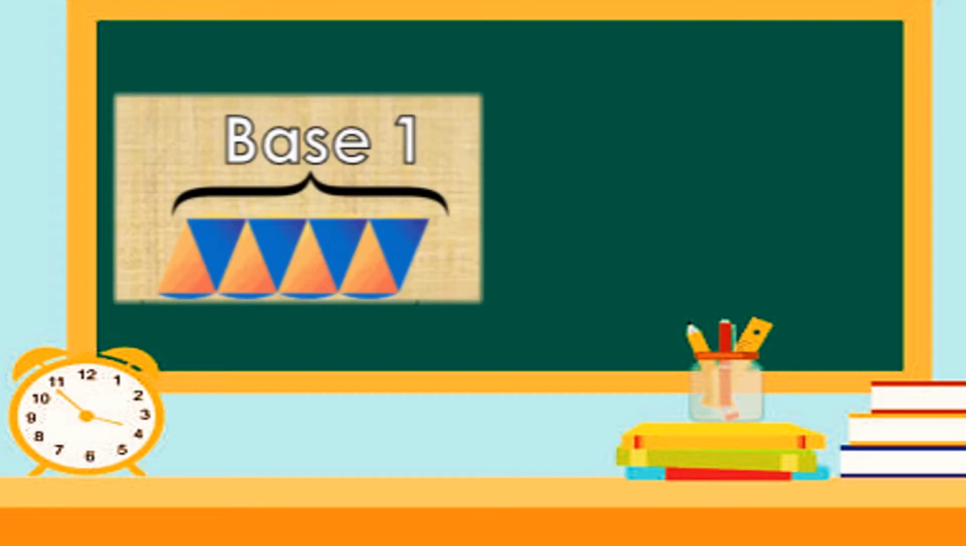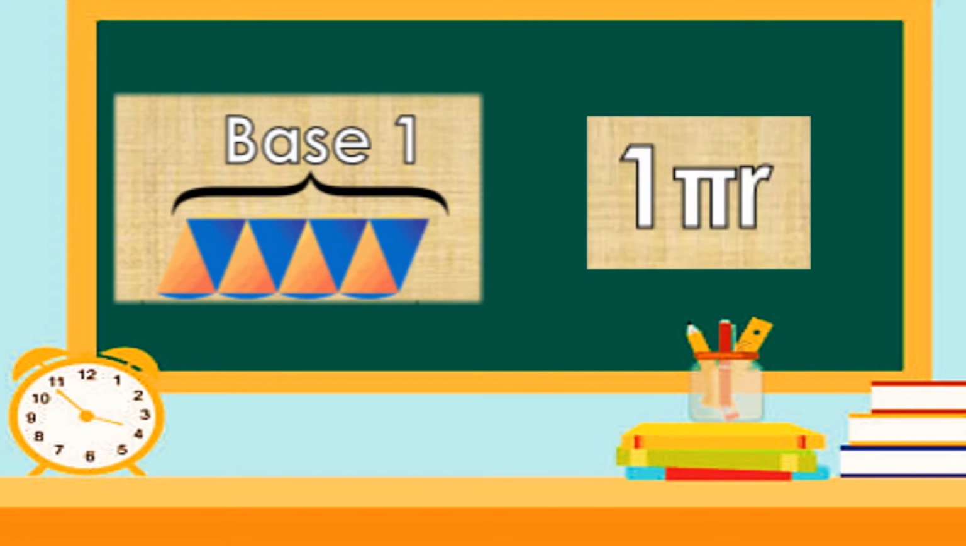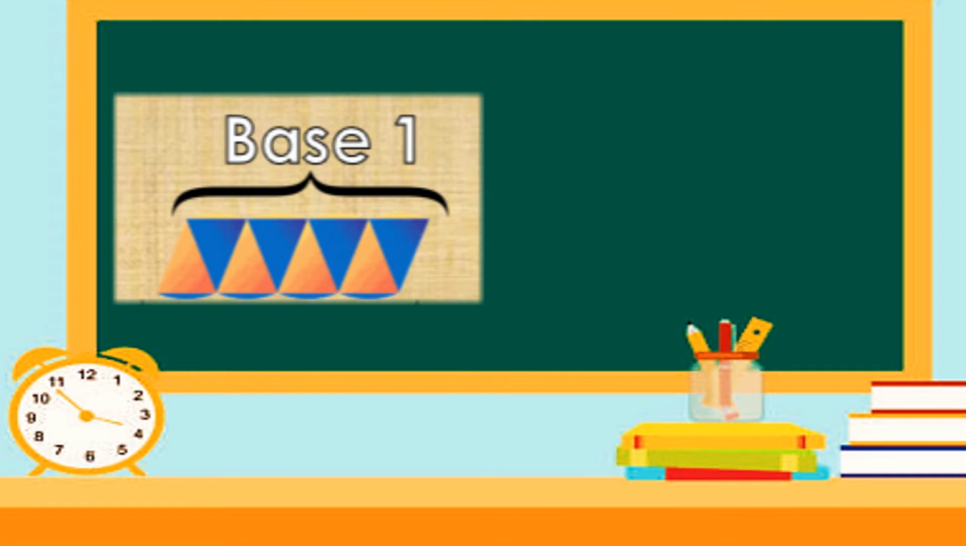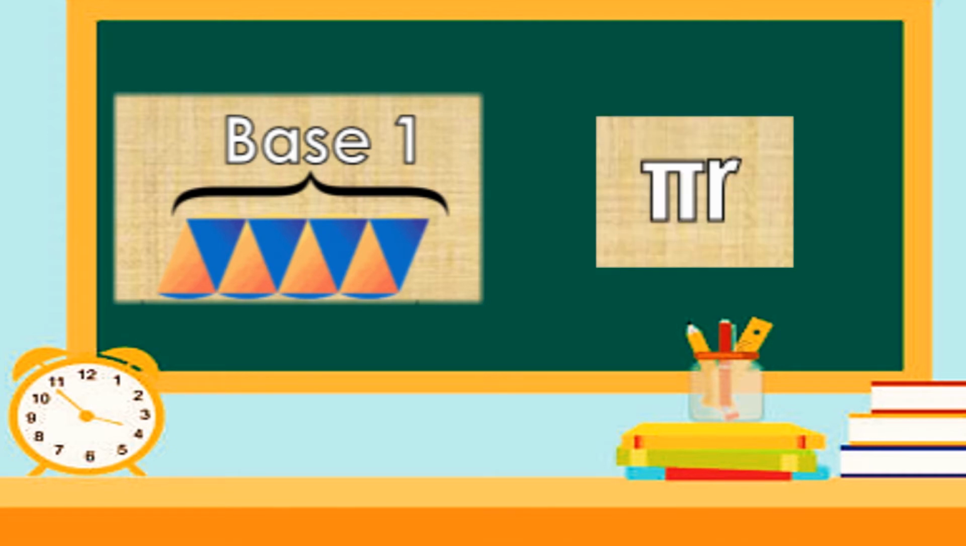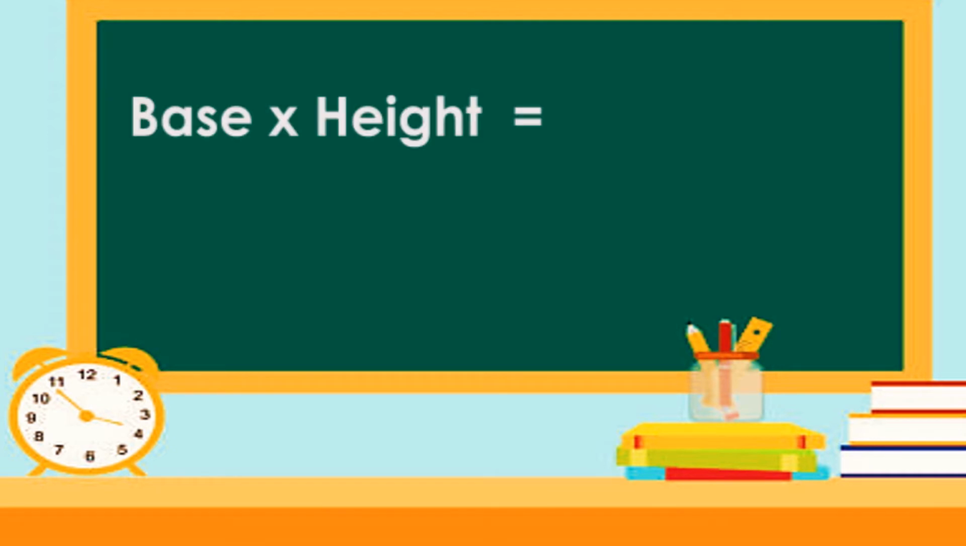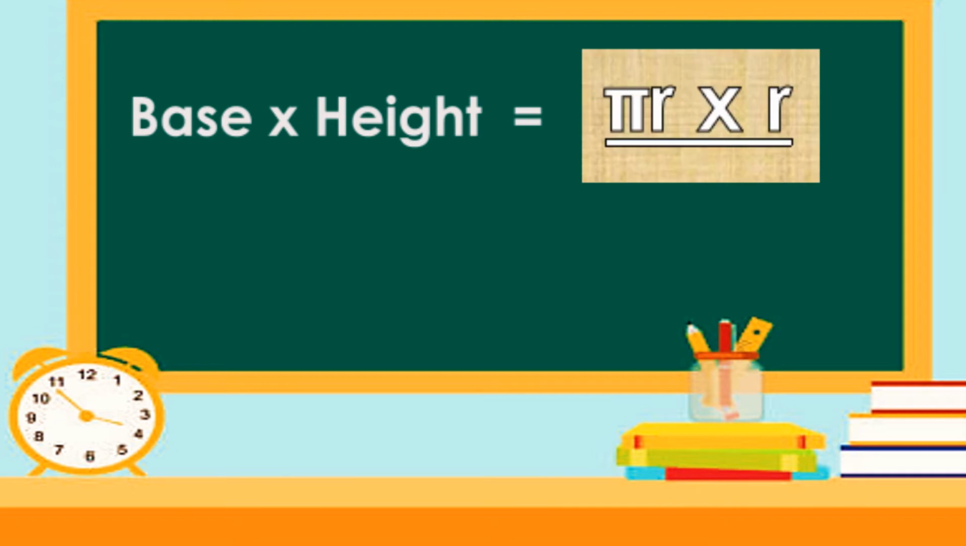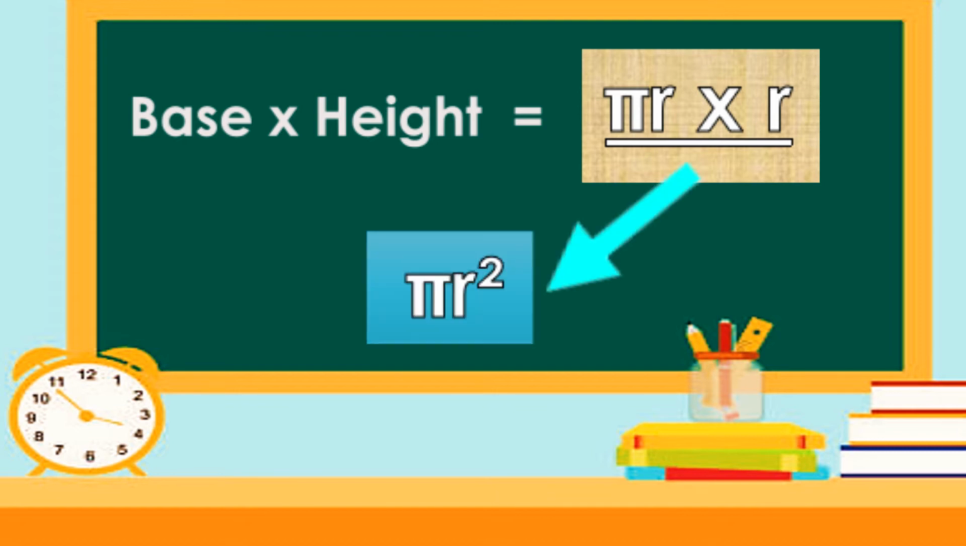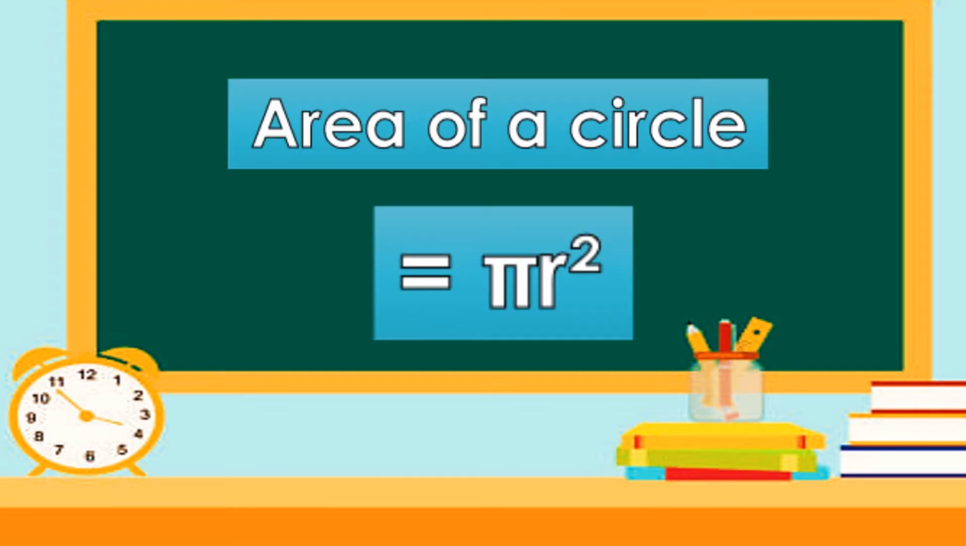Since we only need the measure of one base, it is just 1 pi r, or by mathematical default, just pi r. So what is base times height is pi r times r for circles that can also be expressed as pi r squared. The formula in computing the area of the circle is pi r squared.